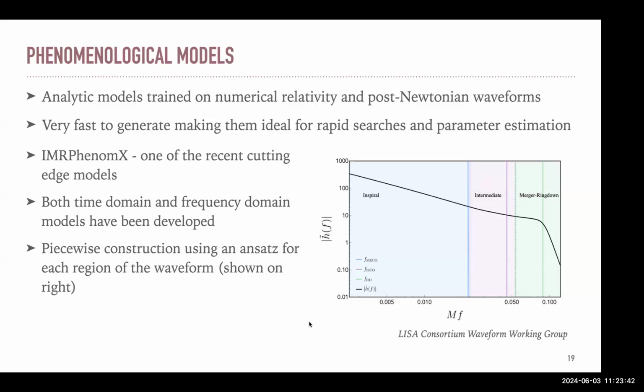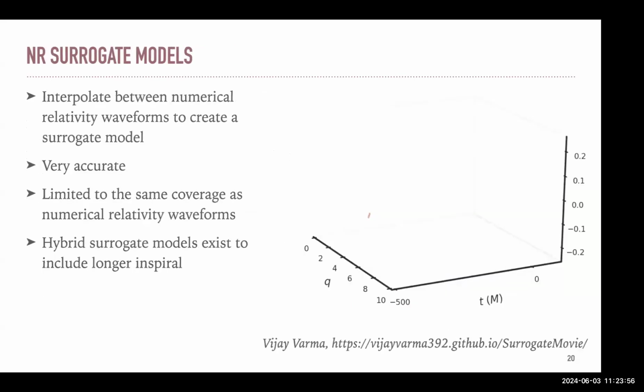Okay. There are both time domain and frequency domain models that train on either frequency domain or time domain gravitational waves. And they do this piecewise construction where you do inspiral, merger, and ringdown somewhat separately, and then stitch them together. And this is also from that waveform white paper, so go check it out for more detail. Then there are NR surrogate models, which can be more accurate, but a little more limited. These interpolate between numerical relativity simulations.